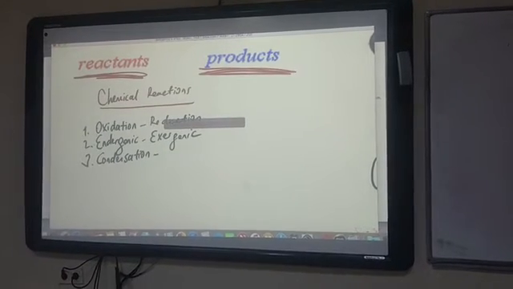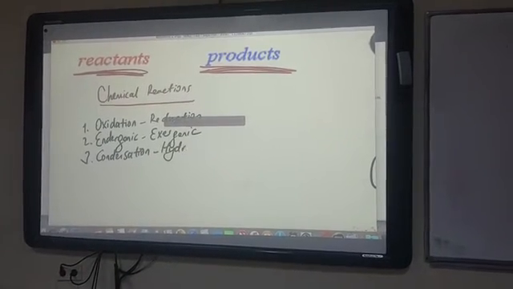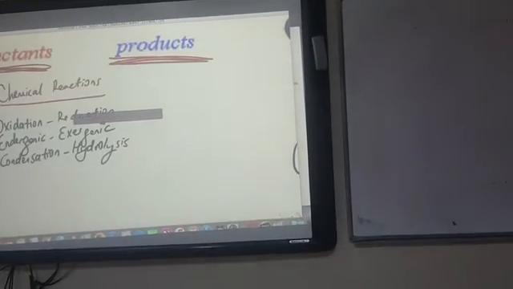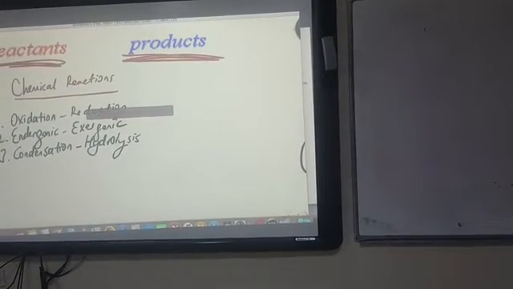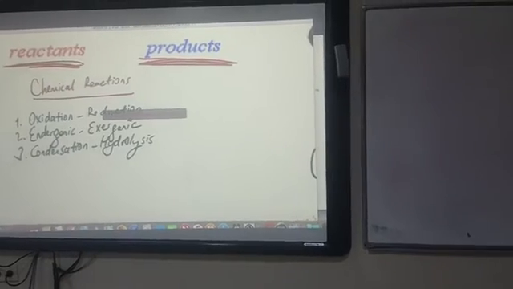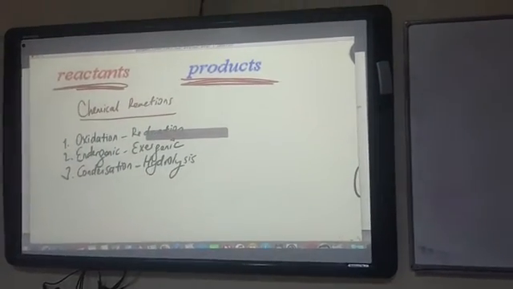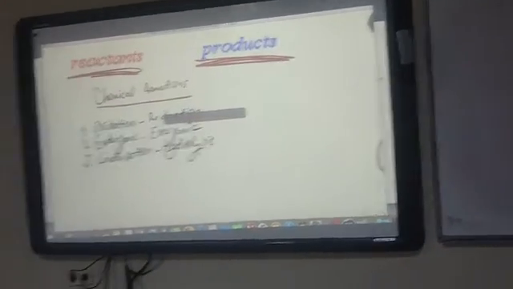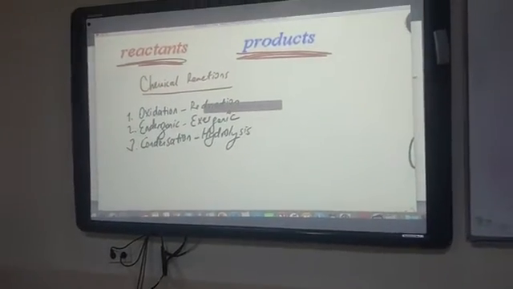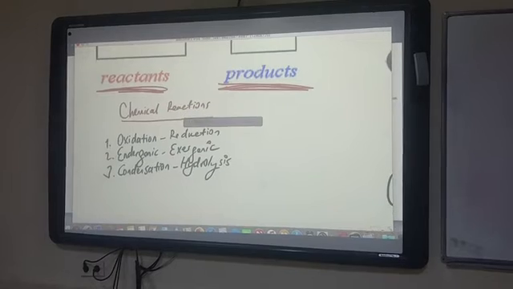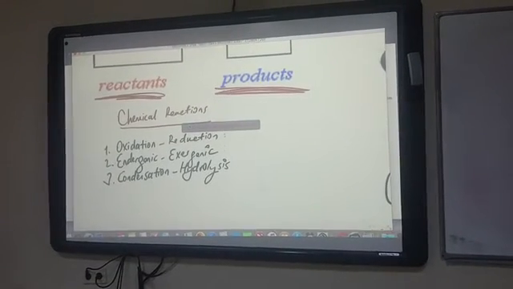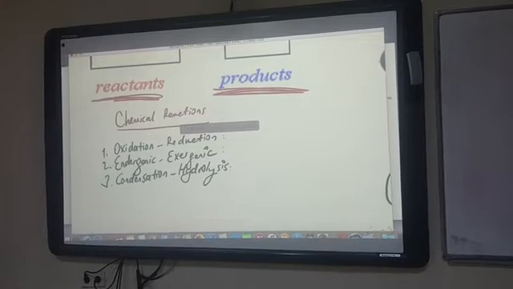Teacher, in our Olympiad book it writes dehydration. Yes, there are some other names. Condensation and dehydration are both the same. Let's get started from oxidation and reduction.